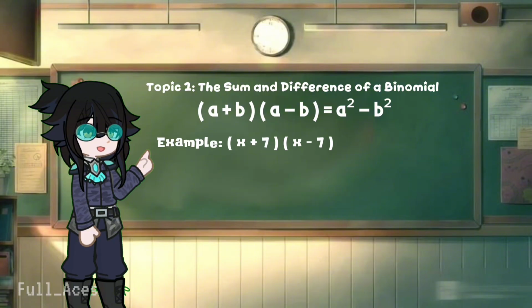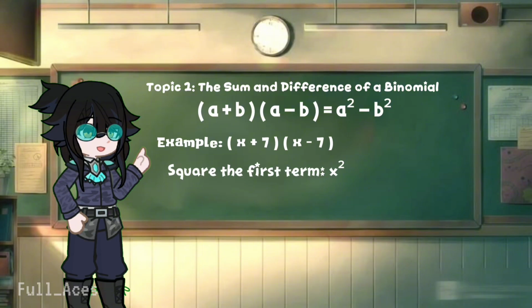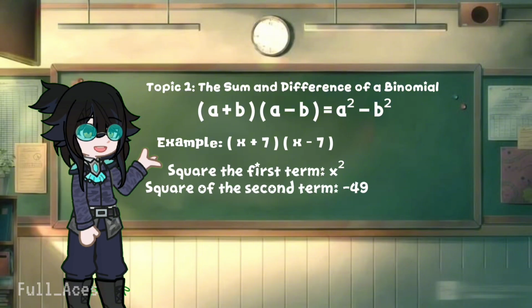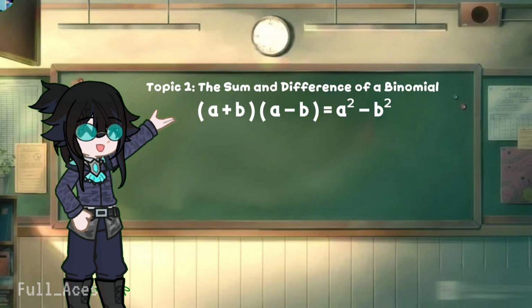x plus 7 and x minus 7. To get the answer, we first have to square the first term and then subtract the square of the second term. So the square of the first term would be x squared, and the square of the second term would be 49. Finally, your answer is x squared minus 49. Try it out yourself. Pause the video and solve this equation.